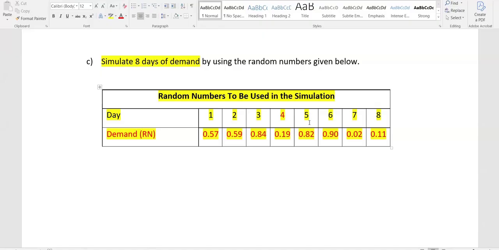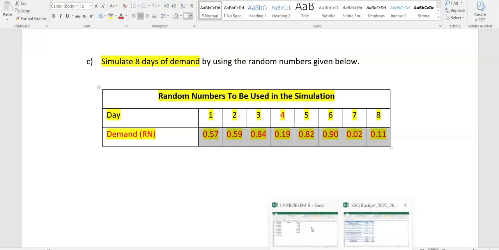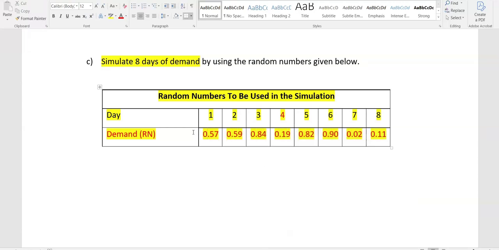But how do you maneuver something like this in the exam when we're not doing Excel? You would be given the random numbers, like how you're given it here. Instead of you having to come up with the random numbers from Excel, you're given it. Just like this table. This table gives you the random numbers to use for each of the 8 days of demand that you want to predict.